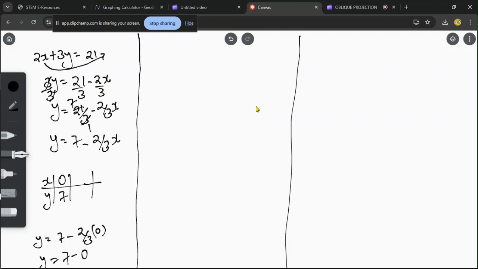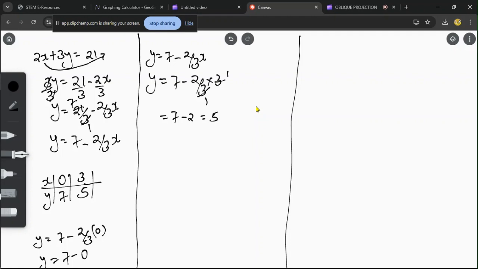What if I put any other number? I want to be careful because you have a denominator of 3, so let me put 3 here. What if I put x as 3? Using this equation, y is equal to 7 minus 2 all over 3x, but where there is x, I write 3. So y is equal to 7 minus 2 all over 3 multiplied by 3. 3 by 3 is 1, so this will be 7 minus 2, which is equal to 5.